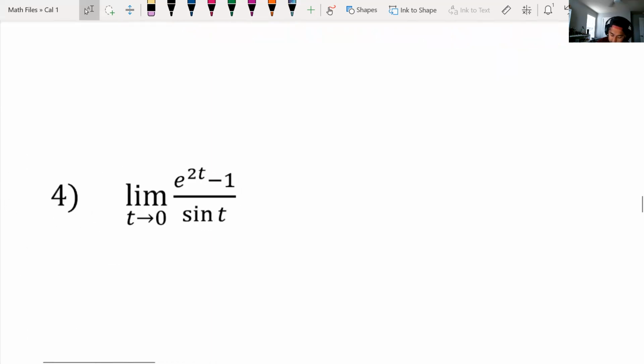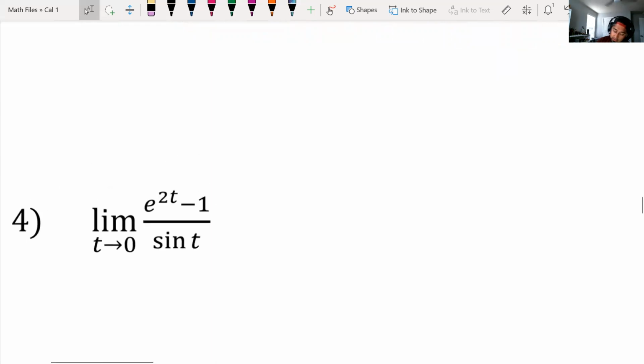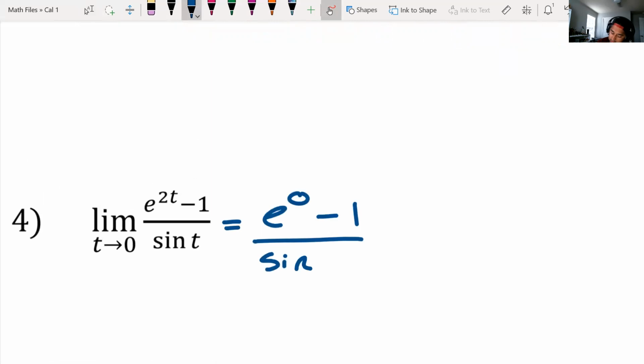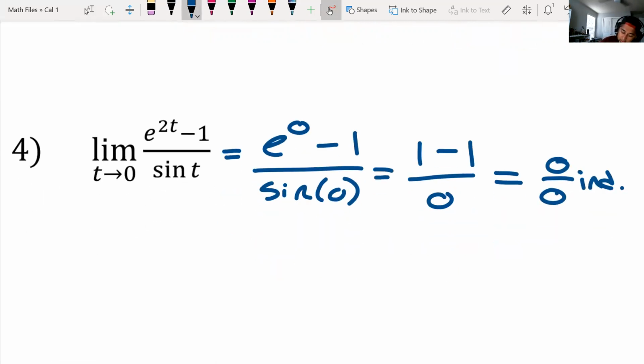4. Limit as t approaches 0 of e to the 2t minus 1 over sine t. Plug in 0. E to the 0th minus 1 over the sine of 0. That becomes 1 minus 1 over 0, or 0 over 0. Indeterminate. Okay, so take them to the hospital.